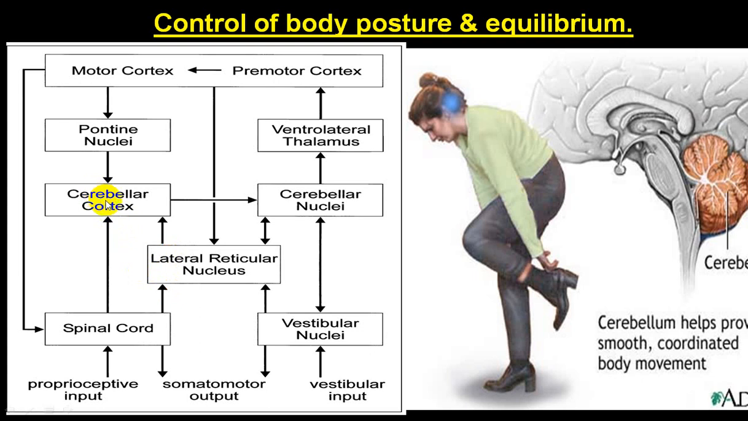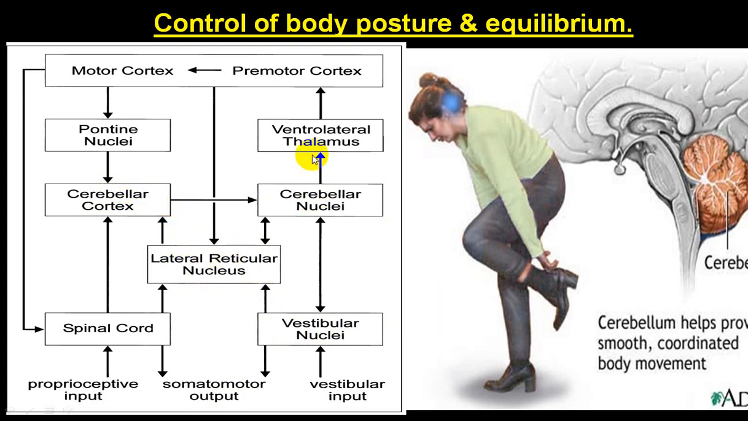So the cerebellar cortex will be connected to cerebellar nuclei. It will receive input from the motor cortex via the pontine nucleus, as well as from the spinal cord via spinocerebellar tracts. And then from a cerebellar nucleus, you will have a connection to the vestibular nucleus, which will connect to the reticular formation, the lateral reticular nucleus, as well as to the spinal cord. And that reticular nucleus is connected to the cerebellar cortex.